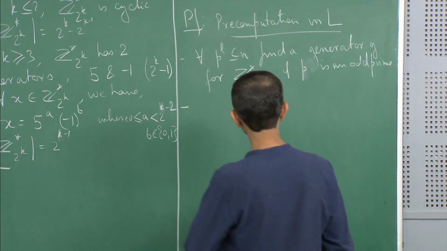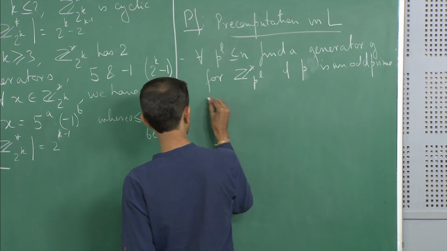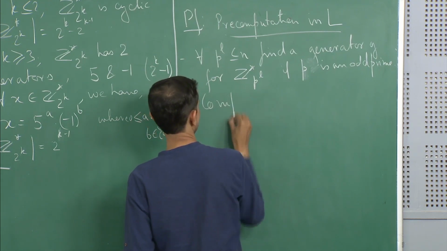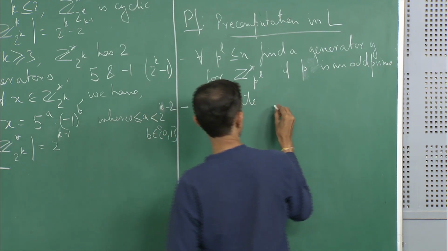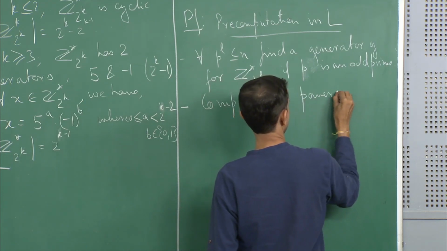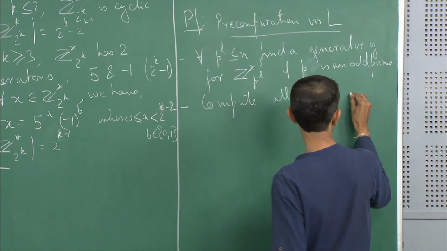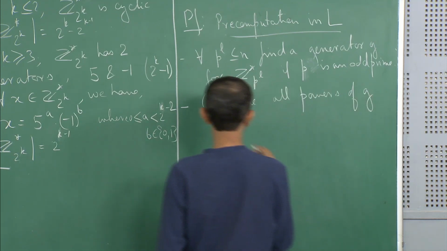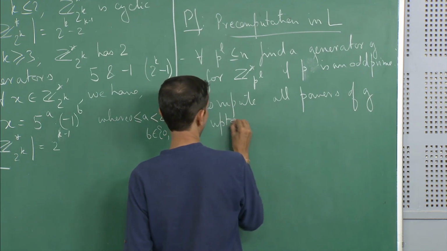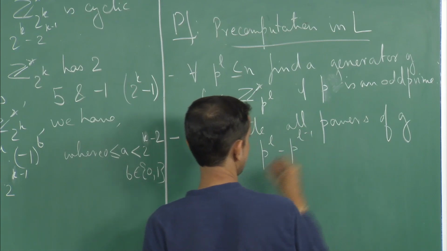Next what we do is that, given we have this, we will compute two things. So first we will compute all powers of G up to p to the power l minus 1.